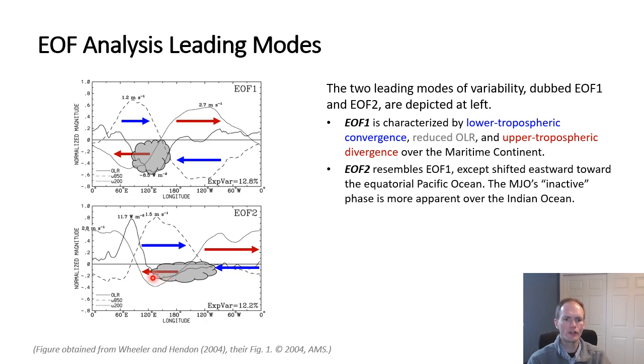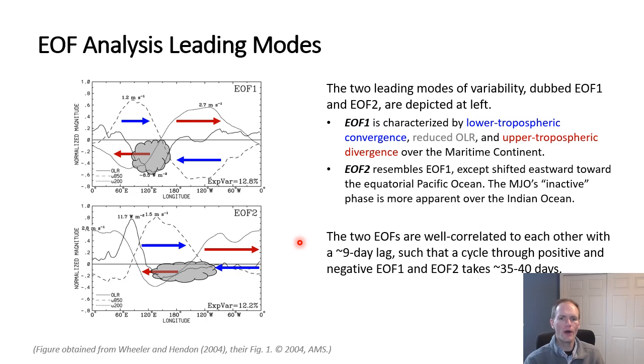EOF2 has a similar structure but shifted somewhat to the east. We have this broad area of not quite as large negative outgoing long-wave radiation anomalies between about 120 east and about 120 degrees west, with low-level westerlies here to the west and weak low-level easterlies to the east, and then upper-level easterlies to the west and upper-level westerlies to the east. So again, we have low-level convergence into this region in the central equatorial Pacific Ocean with enhanced thunderstorm activity and upper-level divergence within that region up top.